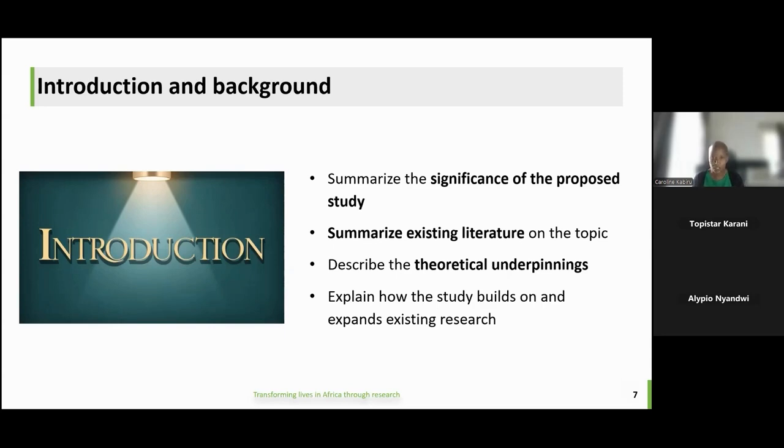Is there a theoretical framework? Is there a conceptual framework? And again, just explaining how the study builds on and expands existing research. Some will talk about a research gap. But really, it's what are you contributing? In some cases, you could actually be replicating a study, and it's to expand perhaps the settings in which a study has been conducted.